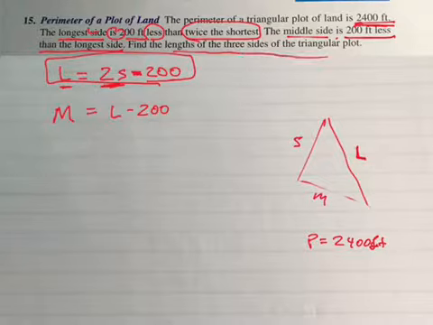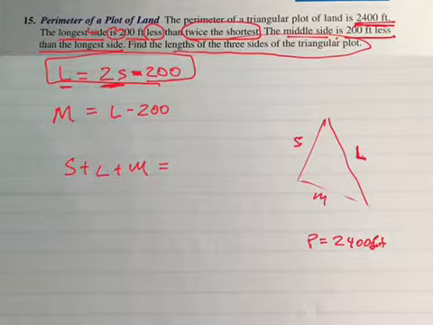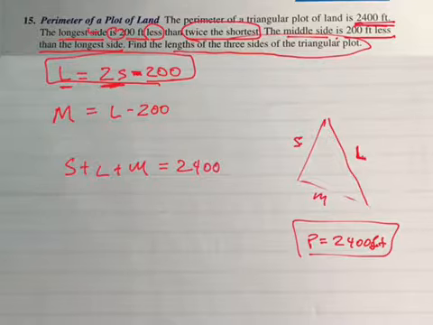Find the lengths of the three sides. So what do I know about all three of those sides? S plus L plus M all add up to what? 2,400. Exactly, that's the perimeter. Now, we don't want L, S, and M. We want just one of them. So what we're going to do is substitute things in and try to eliminate some of these variables here.